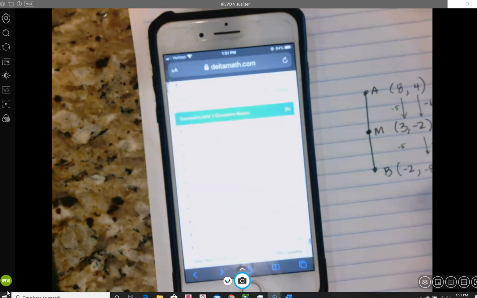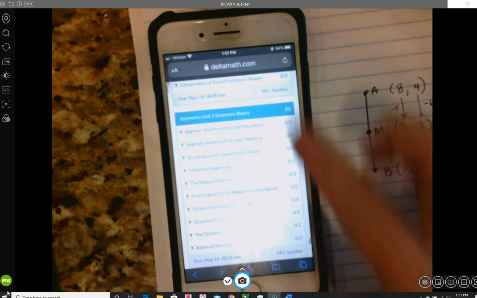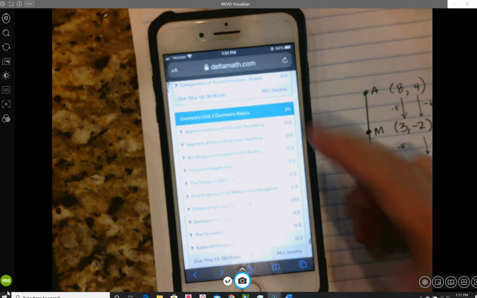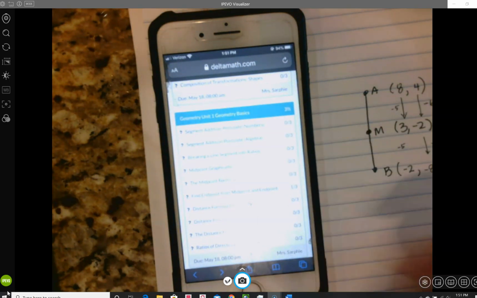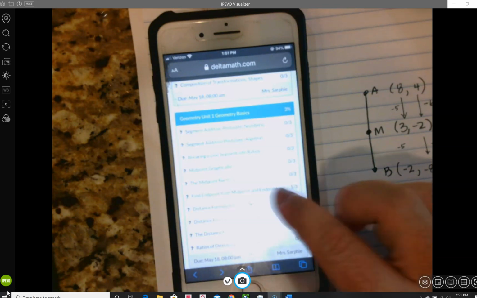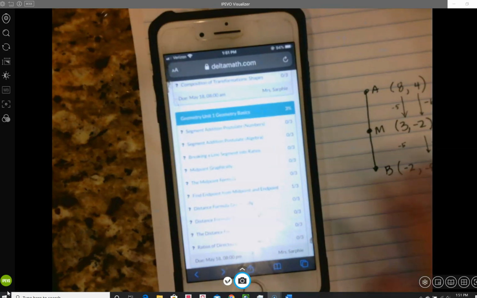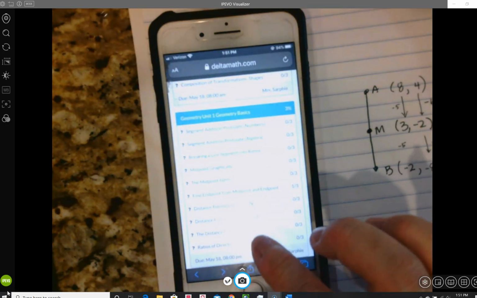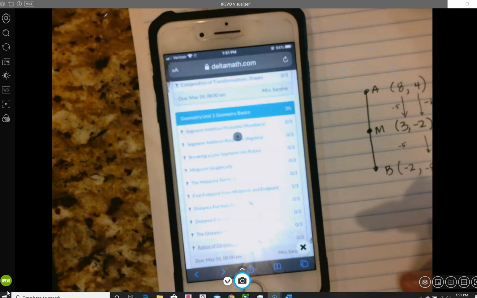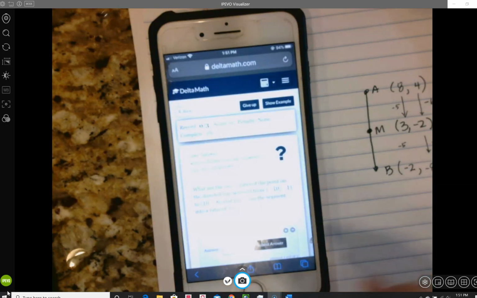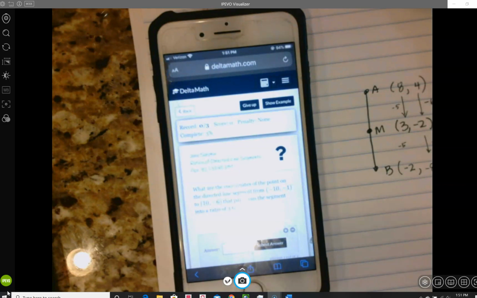Now, if I go back, I can see in my Unit 1 progress, I have 3% done, and I can see where I've got my one problem correct there, and I just need to get 2 more to go. So let's do a ratio of directed line segments problem. That is the next more challenging topic.